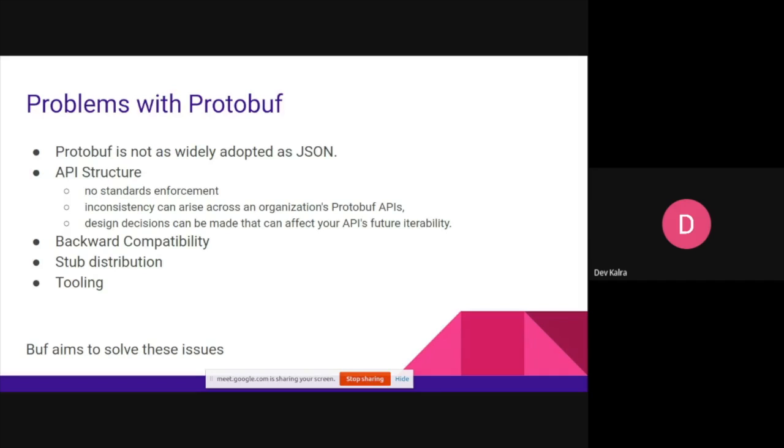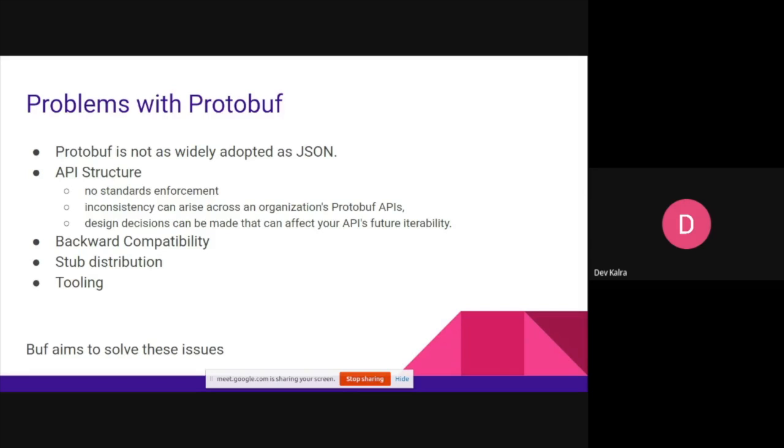Other than that, there is backward compatibility. There are times when you have to change your protofile, and it can break your API. Why can it break your API? Because after changing your protofiles, you have to deliver the stubs that are used to generate the client for gRPC or other software. And another one is tooling.